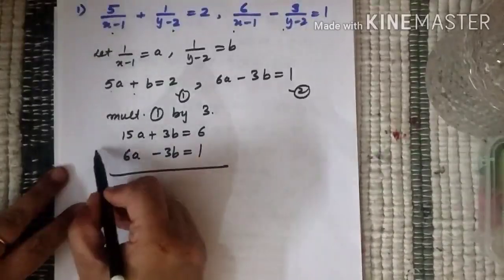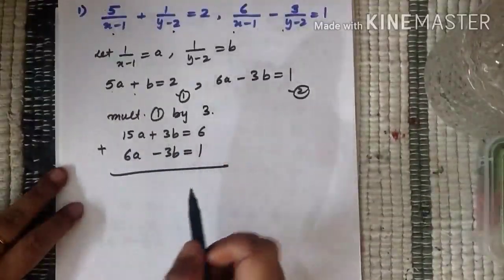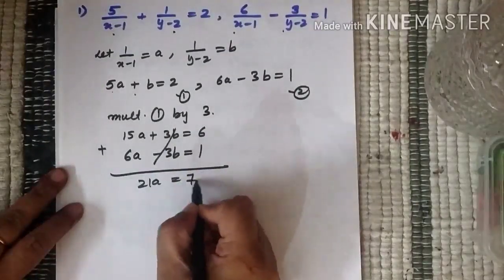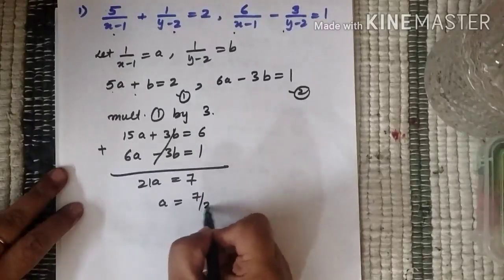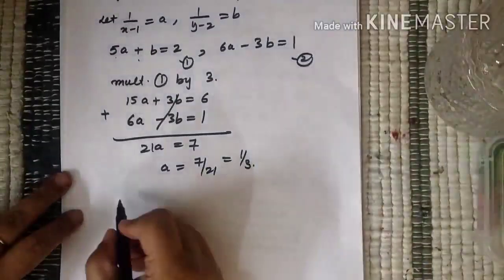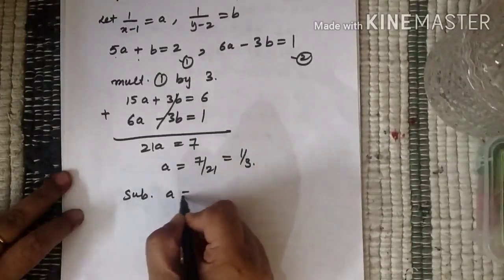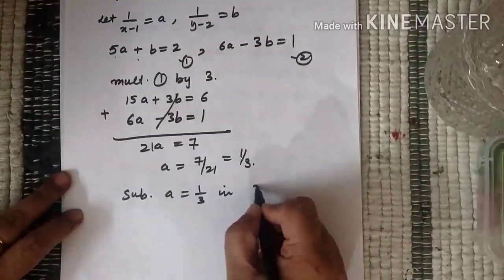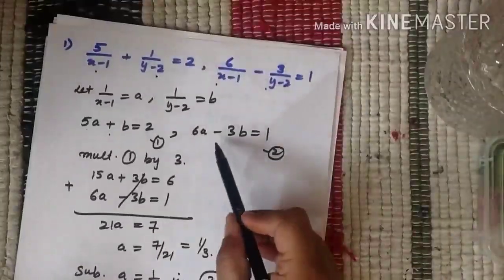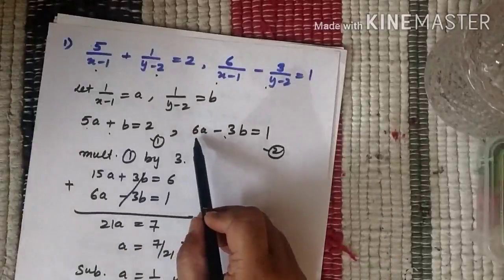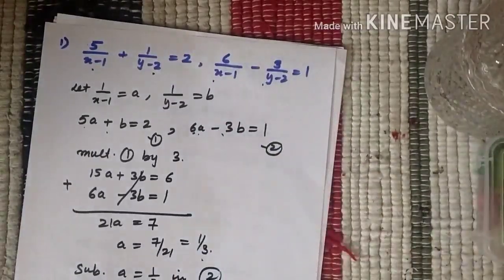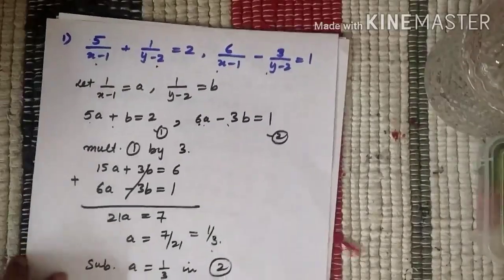You can see the signs are different, so I need to add them together. So they cancel. 21a is 7. I got a as 7 by 21, which is 1 by 3. Now substituting a as 1 by 3 in the second equation. Any equation you want, you can do it, but I am doing it in the second because 6 is a multiple of 3. I'll get rid of the fraction. I won't have to take the LCM.